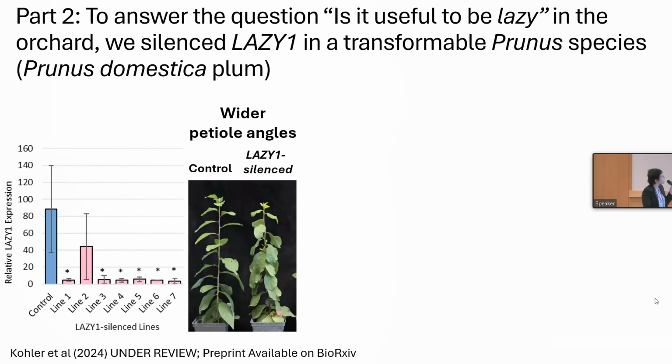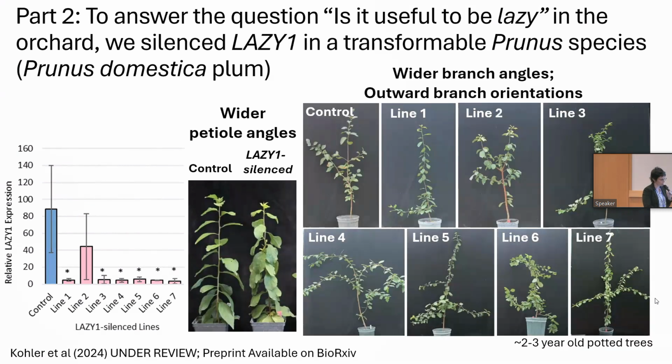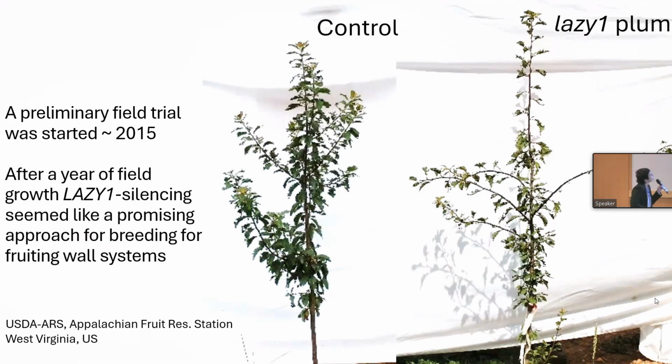When LAZY was silenced in plum, there were wider petiole angles. You could see the leaves drooping here. And in the lines that were silenced, so all but number 2, there were wider branch angles and outward orientations. So this was very exciting. So when I was at the USDA in West Virginia, in Chris Dardick's lab, I put my first field tree planting in. And within the first year, right before I moved to Michigan State, we saw some very promising architectures. So LAZY trees grown out in the field had that beautiful right angle phenotype.